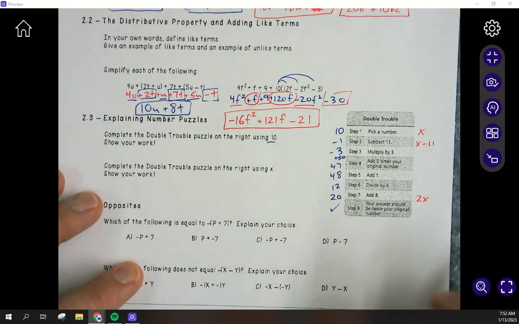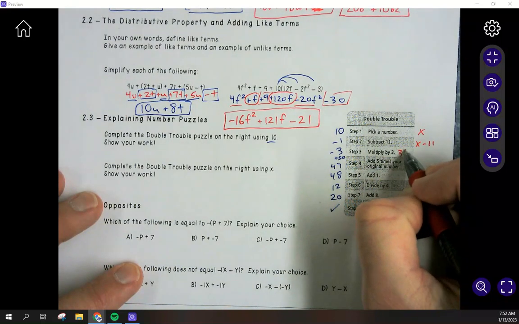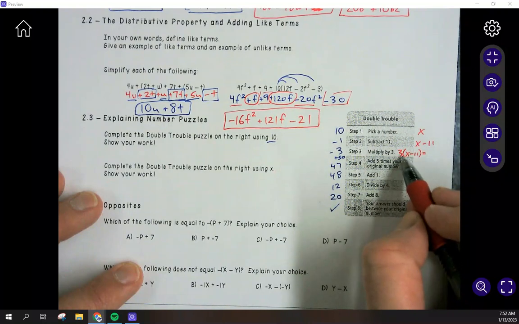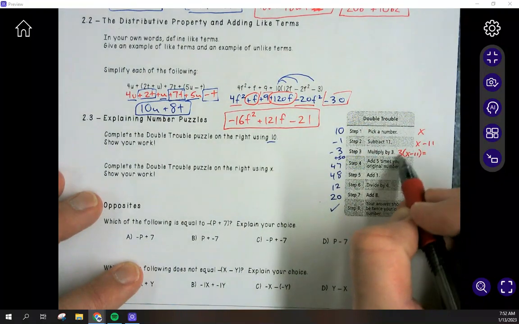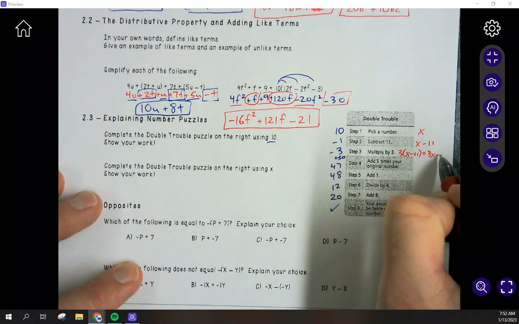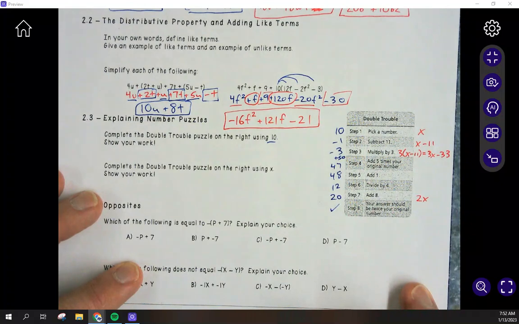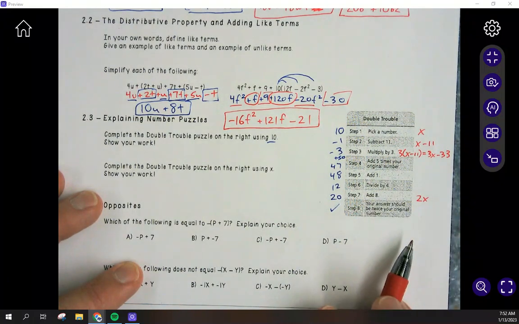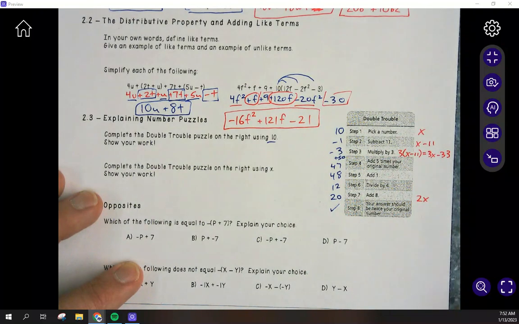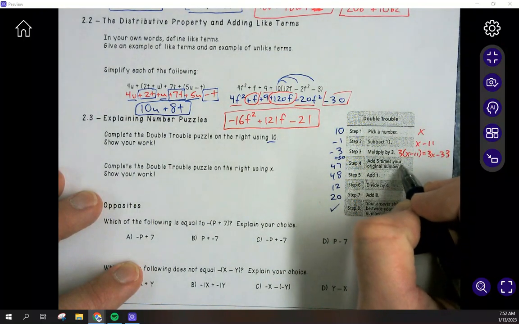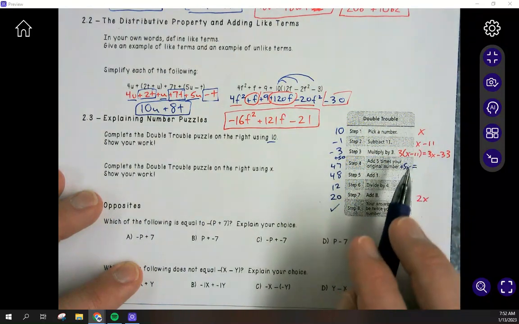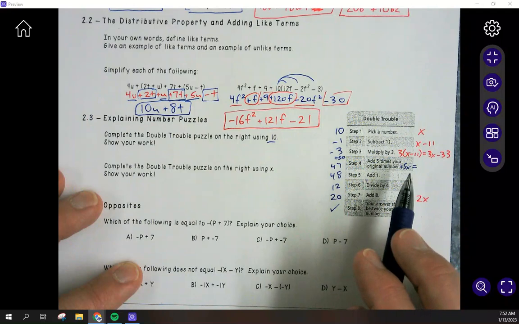Multiply by 3. That's like saying 3 times x minus 11. This whole thing gets multiplied by 3. We just talked about distributing. So this 3 times x is 3x. 3 times negative 11 is negative 33. So we have 3x minus 33. Add 5 times your original number. Well, my original number was x. 5 times my original number is plus 5x. 5x is 5 times the original.